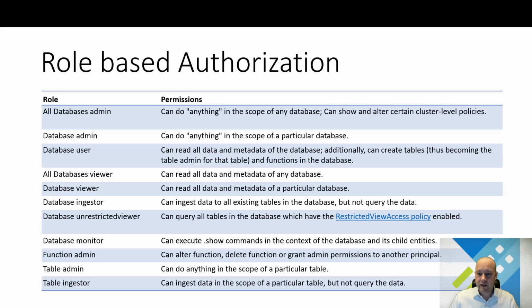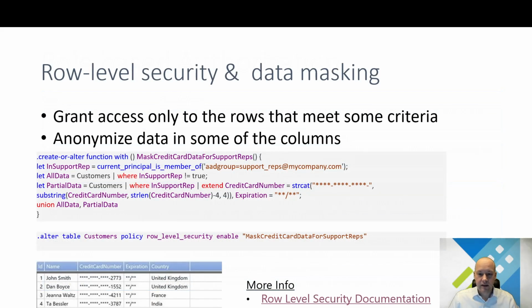So having said that, we have a very nice model for role-based authorization, and this is part of the whole identity and access management. Now, what if all of that is not enough any longer? So management on table, database, cluster level, and you need to go deeper with your access model. And you need to go to something that is called row level security, data masking.